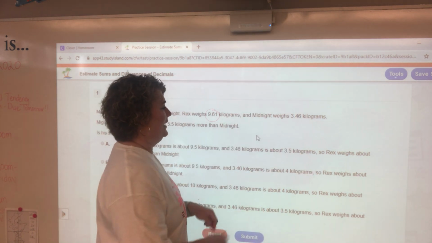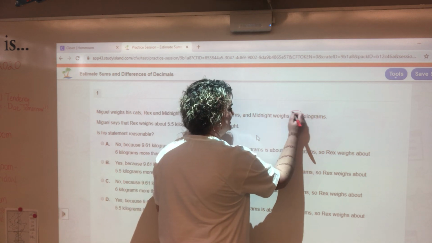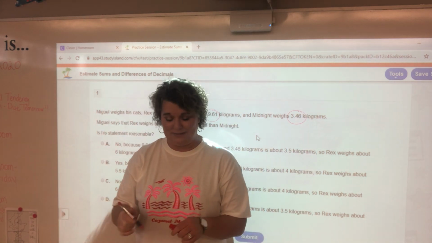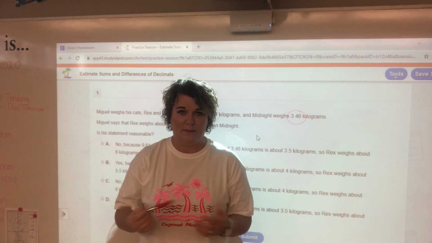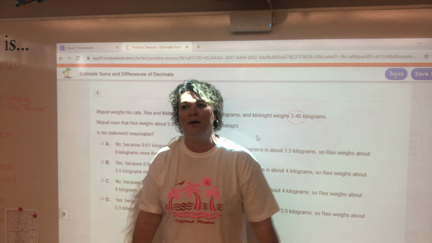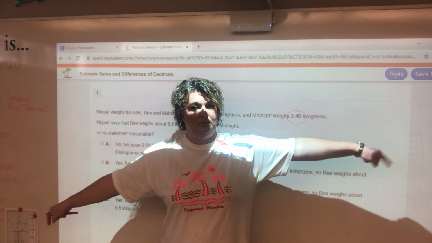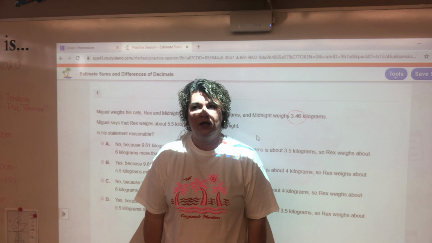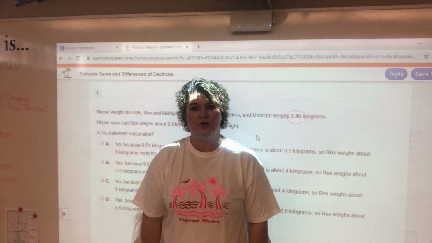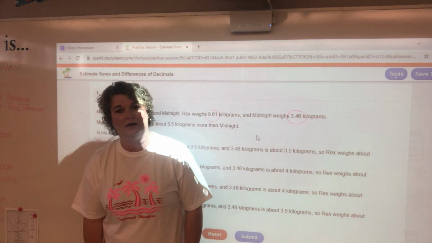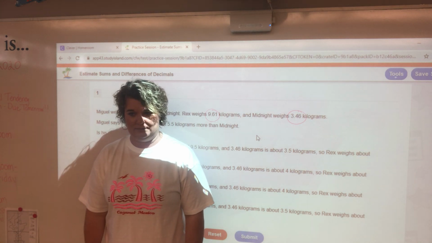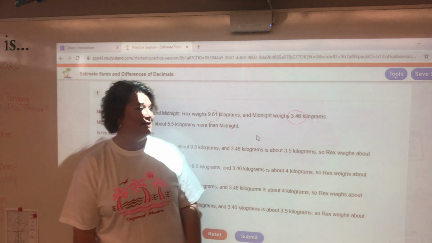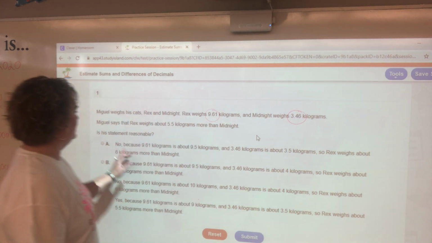And Midnight weighs 3.46 kilograms. That looks like money too, $3.46, which it's not money, but we're gonna think of it that way. So here would be $3, here would be $4. The halfway mark would be $3.50. So if you've got $3.46, that would be a little bit lower than halfway. But gosh, it's really, really close. So let's see what it's asking, okay?